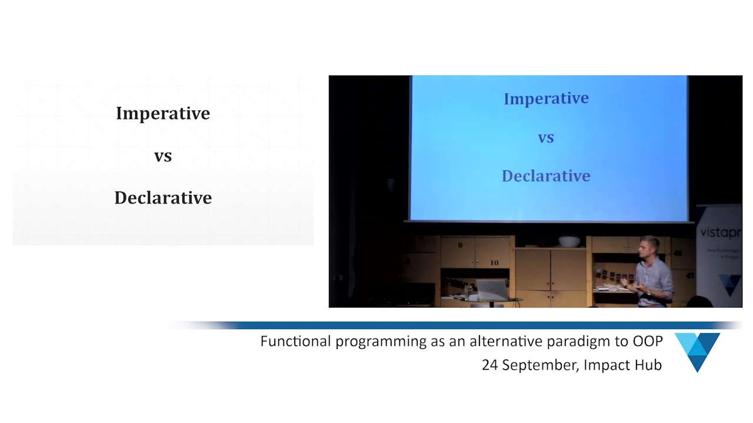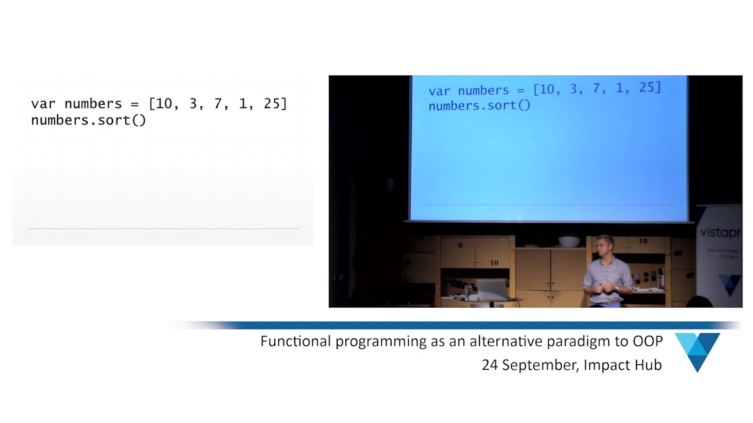Imperative means giving some command to the computer and telling it, do that in this order and change some global or at least shared state. And with declarative, you do it another way. So let's have an example, let's see.